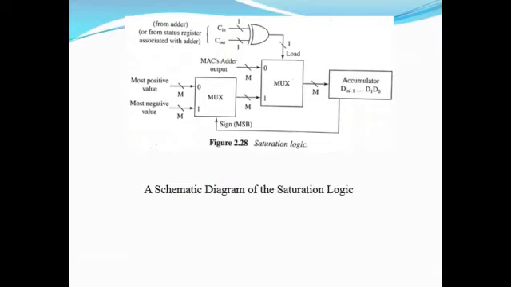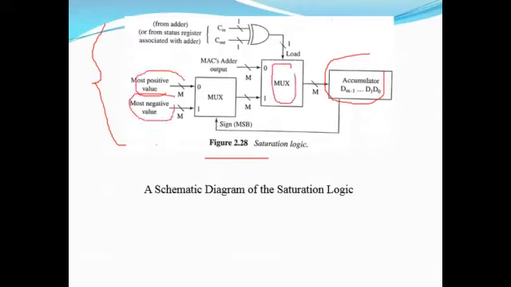This we can see with a further elaborated block which can also be used. So 1 and 1 is giving us 1, like that. Depending on that, we are going to use the accumulator, and the multiplexer is loaded with the most positive or the most negative value. So either we can go with the previous saturation logic diagram or with this logic diagram.